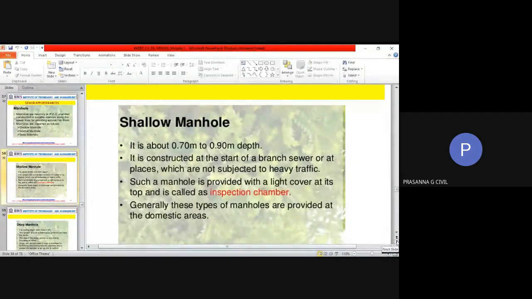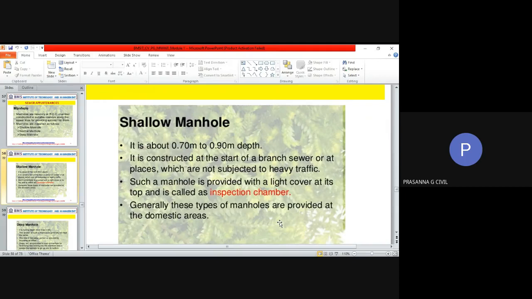So if it is a shallow manhole, it will be less than 1 meter deep. Okay, so it is constructed at the start of a branch sewer, or at places where you do not have heavy traffic. So when the depth of the manhole is shallow or low, less than 1 meter, we define it by the term shallow manhole. Such a manhole is provided with a cover and just one chamber, which we call the inspection chamber.